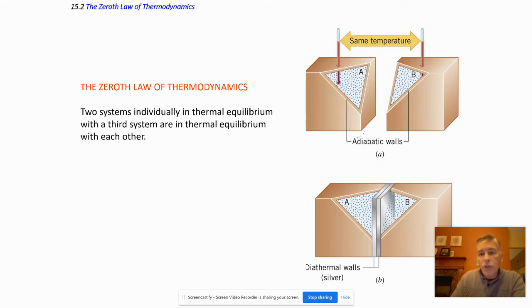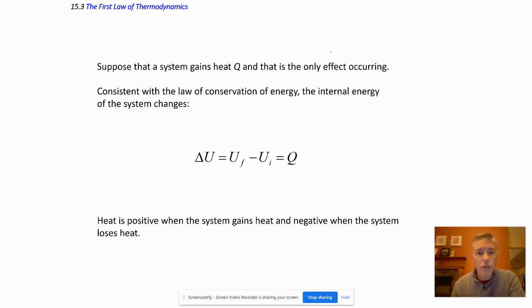So it basically says you can use a thermometer to measure the temperature of something, and once those are in thermal equilibrium and we know that something else is at that same temperature, then we can also say it would be at thermal equilibrium. That's really all the Zeroth Law does. It allows us to measure temperature. There's really nothing extra special about it.